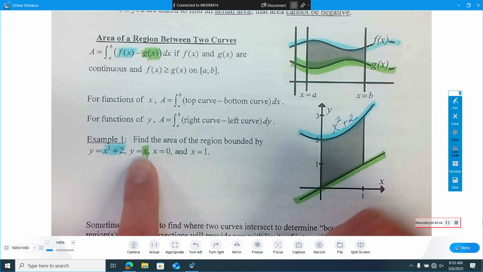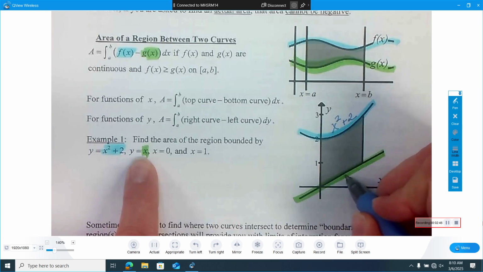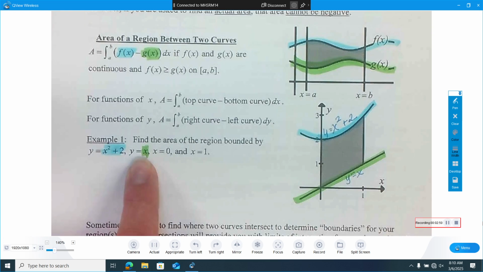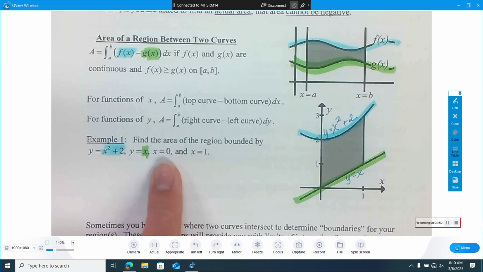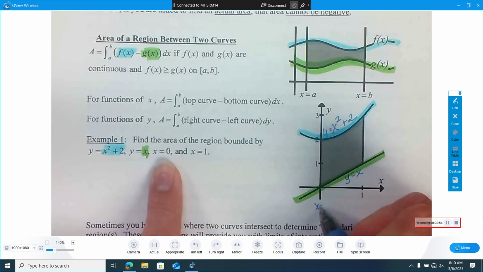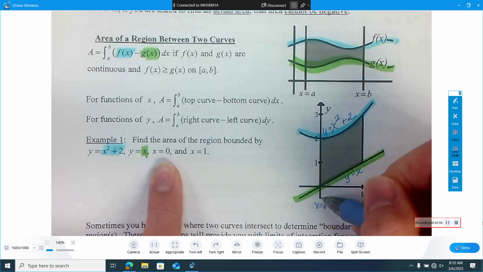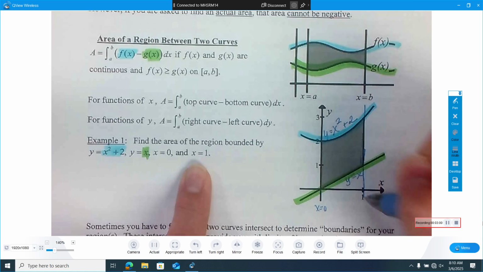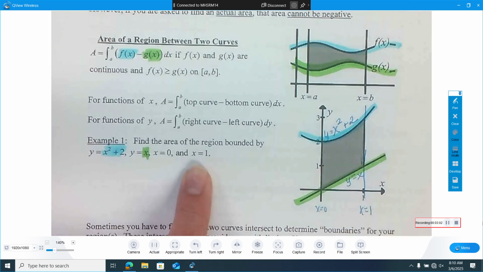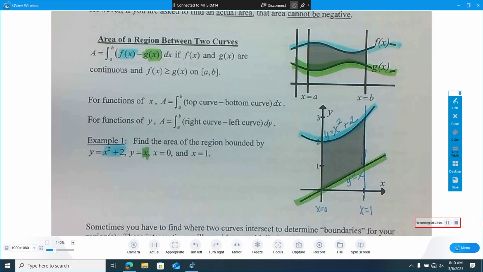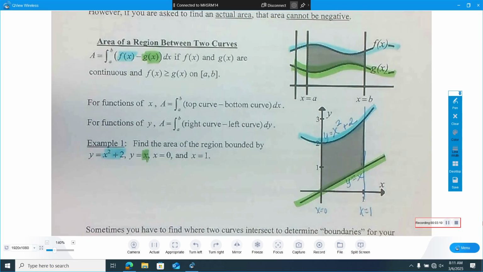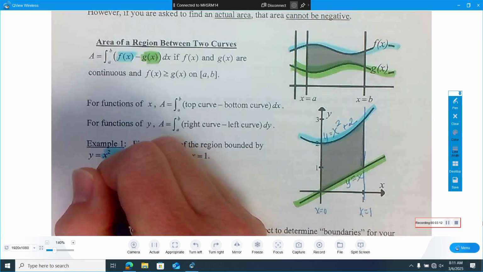We have the line y equals x. This was the green line. And then we have this boundary line x equals 0. That's our vertical line here. And this boundary line x equals 1. So we want to find the area inside that region. We can see that it's bounded on the left and the right by x equals 0 and 1. That's going to give us our limits of integration.